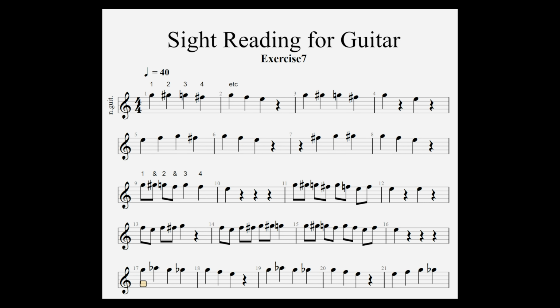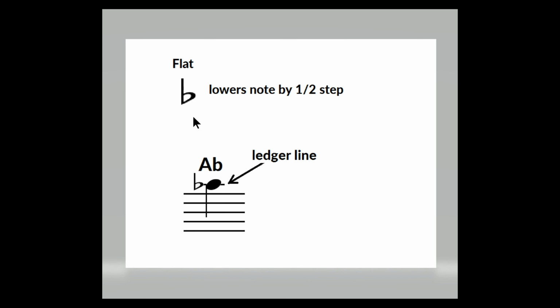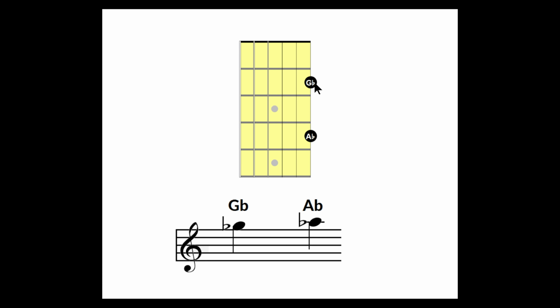Exercise 7 continues our study of the first E string in first position. This exercise includes everything that we've learned up to this point with the addition of 4 extra features. We will be learning a new accidental called the flat, which lowers the note by a half step. We will introduce the ledger line, and we have 2 new notes, G flat and A flat.